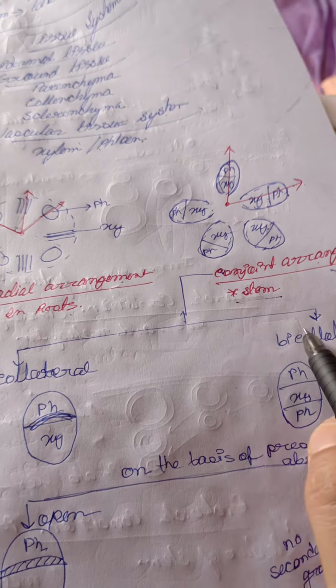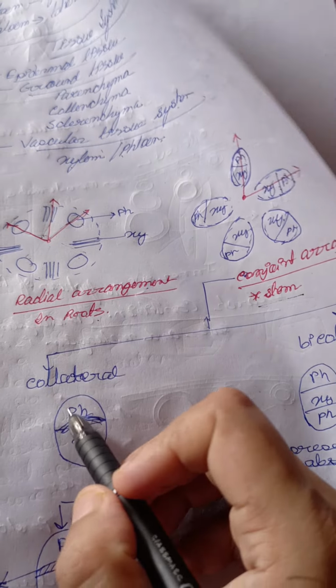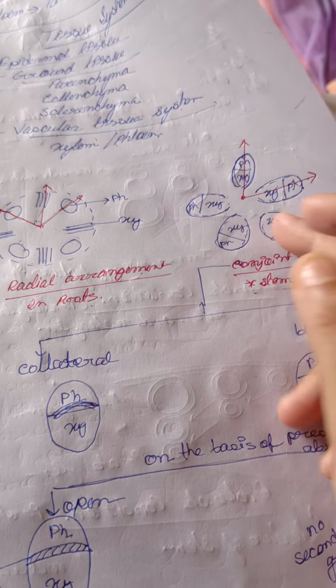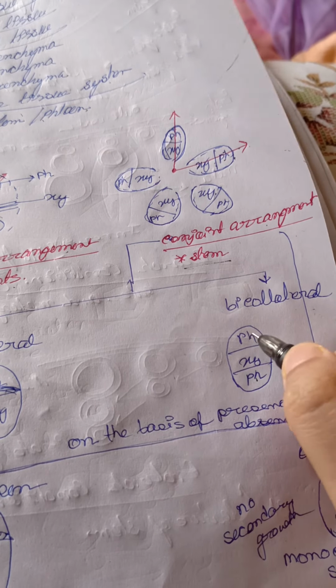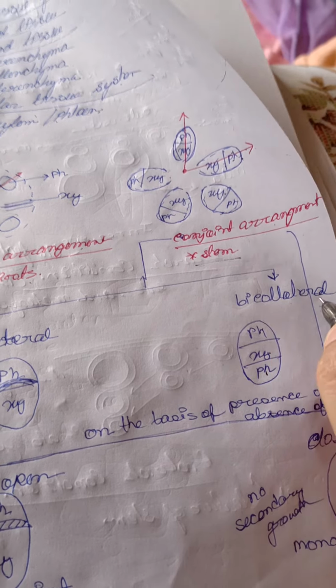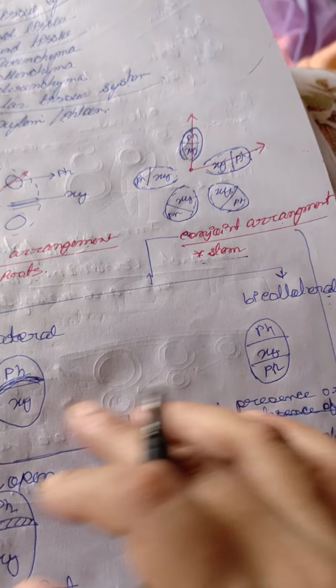We can classify this in two categories, collateral and bicollateral. This is for collateral: phloem is outside, xylem is inside. But if phloem is present on both sides and xylem is in the middle, this is called bicollateral. So we can classify the conjoint arrangement in these two ways.